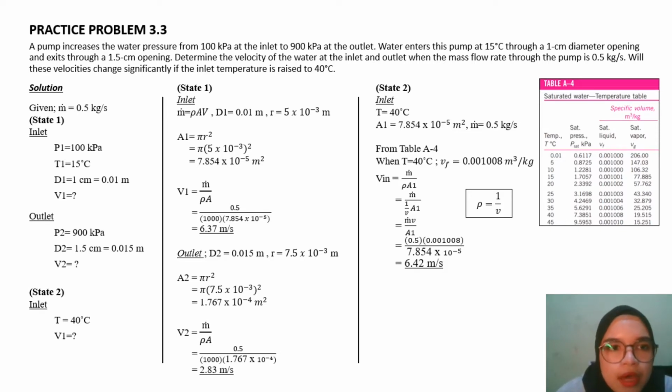A pump increases the water pressure from 100 kilopascal at the inlet to 900 kilopascal at the outlet, where water enters this pump at 15 degrees Celsius through a 1 centimeter diameter opening and exits through a 1.5 centimeter opening. Determine the velocity of the water at the inlet and outlet when the mass flow rate through the pump is 0.5 kg per second. Will these velocities change significantly if the inlet temperature is raised to 40 degrees Celsius?